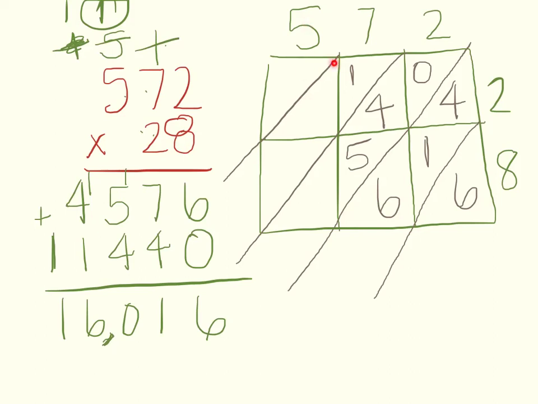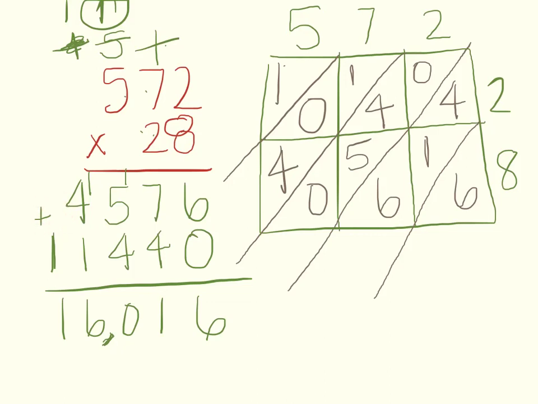Next we can look at this box, which is 5 times 2, which is 10. So put the 0 in the ones, 1 in the tens place. And then the last box, of course, is 5 times 8, which is 40. So we put the 0 there and the 4 here. Now that we have all of our multiplication done, we have to add, kind of like in this problem when we add over here.